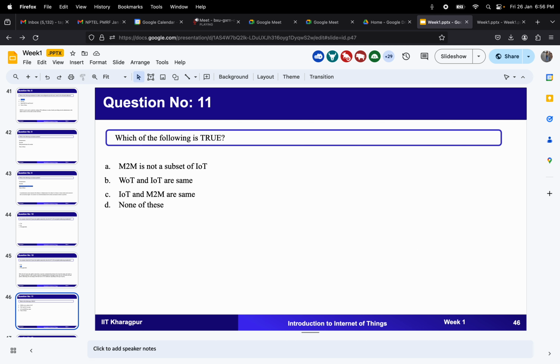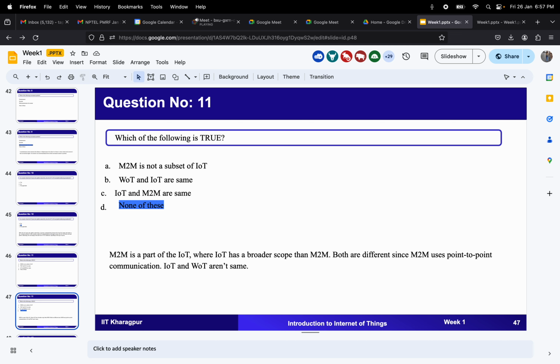Next question is, which of the following is true? First one is M2M is not a subset of IoT. Second option is WoT and IoT are same. WoT stands for Web of Things. Third one is IoT and M2M are same. D is none of these. None of these. Okay, anyone else? M2M is, sorry, no, my fault. Right, none of these is the correct option.